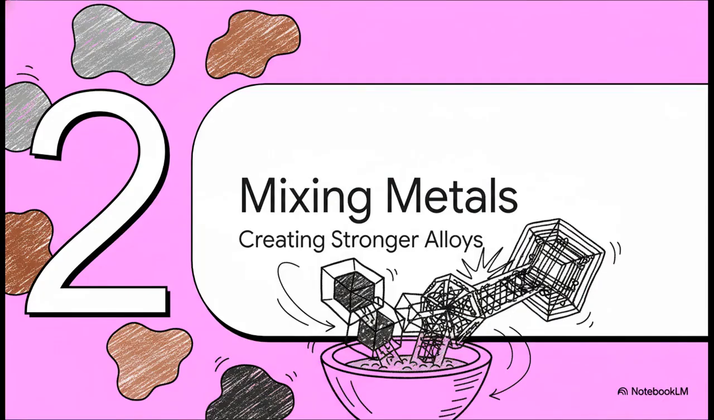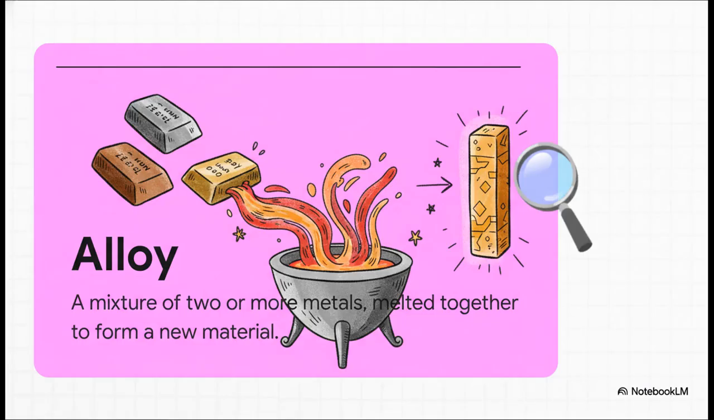So, pure metals are incredibly useful, for sure. But what if we could make them even better? What if we could mix and match them to engineer something brand new, something even stronger? Well, that's exactly where alloys come in. So what exactly is an alloy? It's simply a mixture of elements, usually metals, that are melted together to create a totally new material. By combining them in just the right way, we can create materials that are way better than the individual parts. It's almost like we're hacking nature to build better things.